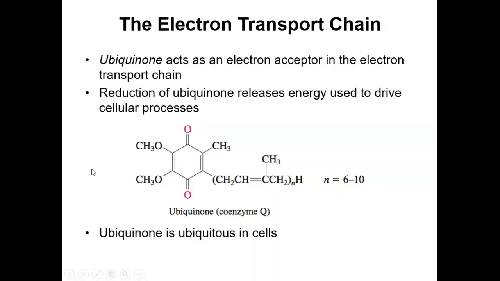Okay, so this energy releasing process can be used to drive cellular processes. So that's why ubiquinol can be found in many places in the cells of biological systems, and also why it's called ubiquinol. Ubiquinol means it can be found everywhere. So it's of huge biological importance.